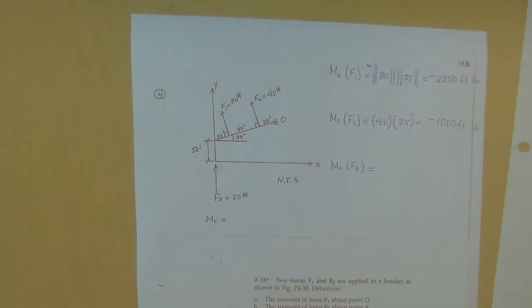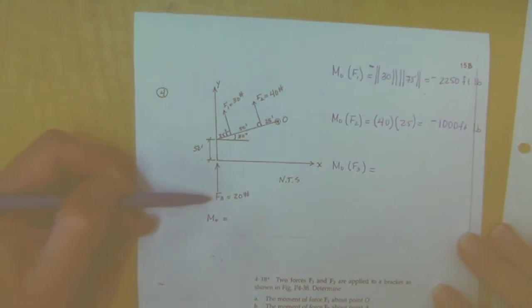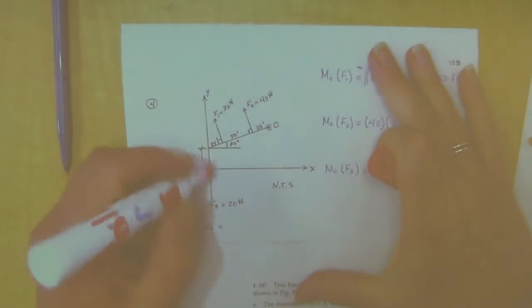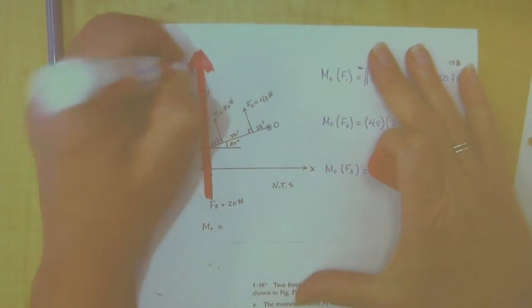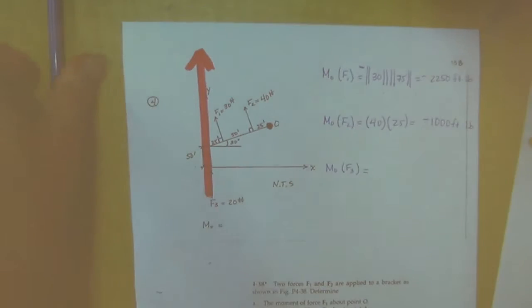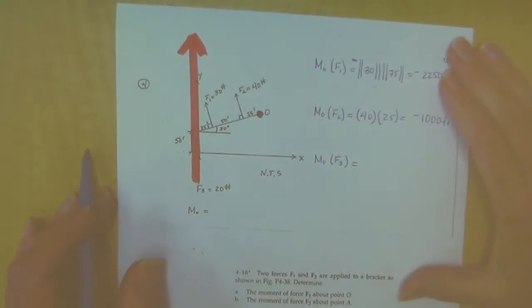Okay, Ethan, how about the next one? So we're trying to find the moment about point O due to F3. So F3 goes up along the y-axis, and this is the point I'm trying to find the moment about. What is the perpendicular distance between those two? 50. How did you get that? Isn't it the distance across the y-axis? Did you use this 50 right here?